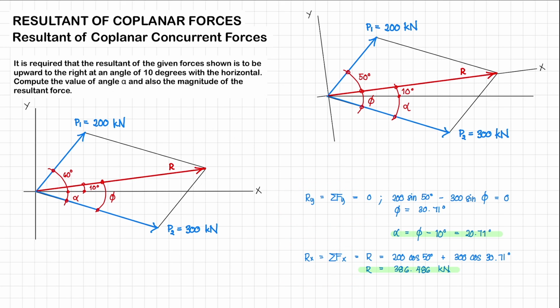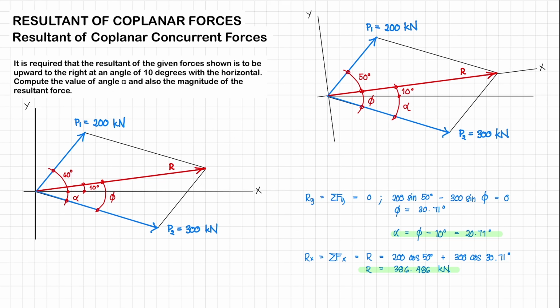All right. So for us to be able to solve for phi, your Ry is now going to be equal to 0. And to solve for Ry, it's just the summation of your vertical forces, or the summation of all the forces along the y-axis. Right? So let's sum up the vertical forces.